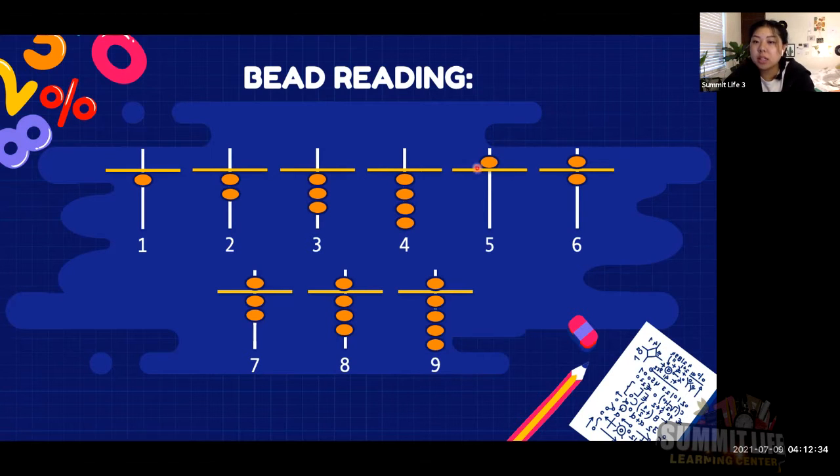How do we make number 6? We're going to put 1 upper bead and 1 lower bead, because this top one equals how many, Eric? This top bead equals 5. Yes, and how much is this bottom bead equal? It equals what?